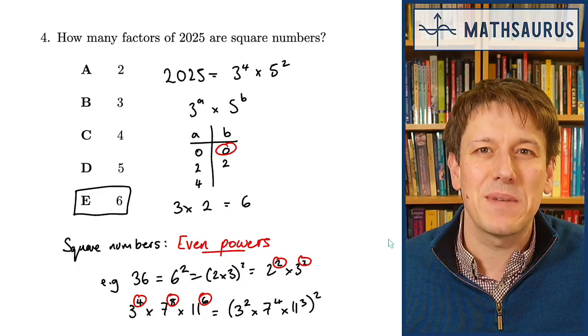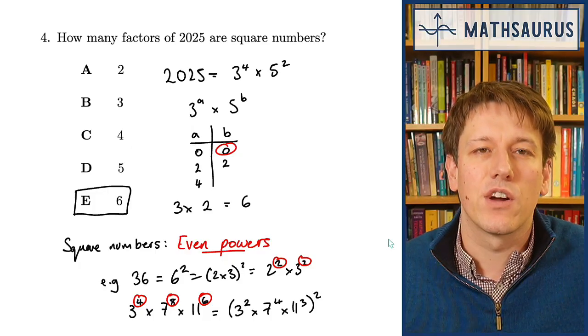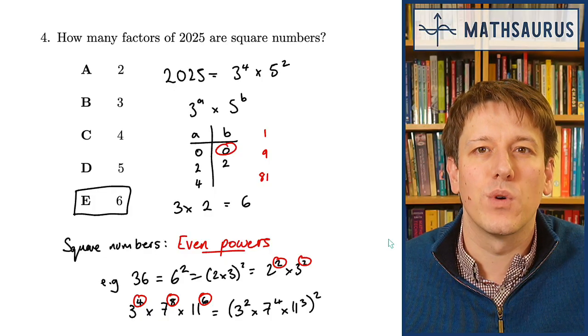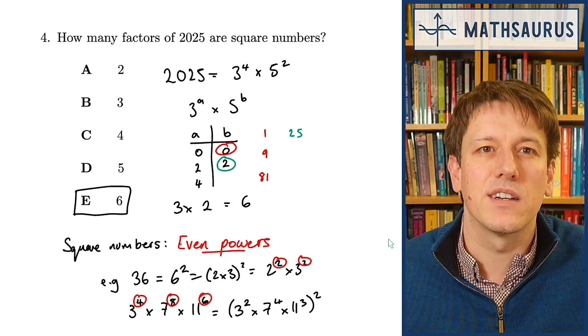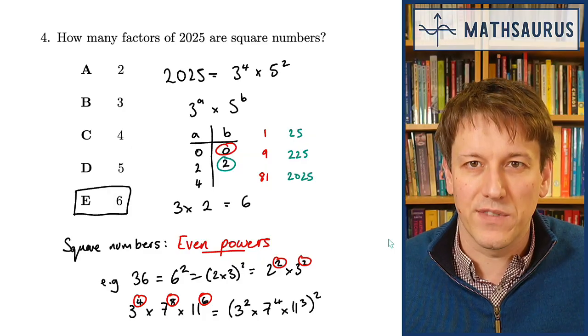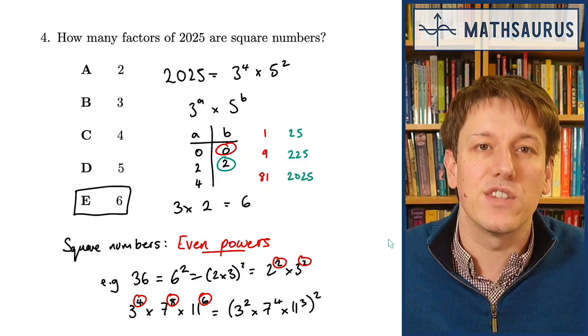The options for B equals 0 would be where we don't have any factors of 5. 5 to the 0 is 1, so I'd have either 3 to the 0, 2, or 4, giving us 1, 9, or 81. And for B equals 2, where 25 is a factor, we'd have either 25, 225, or the number 2025 itself, which is 45 squared, of course. But you don't actually need to write those down to solve the problem in an efficient way here.